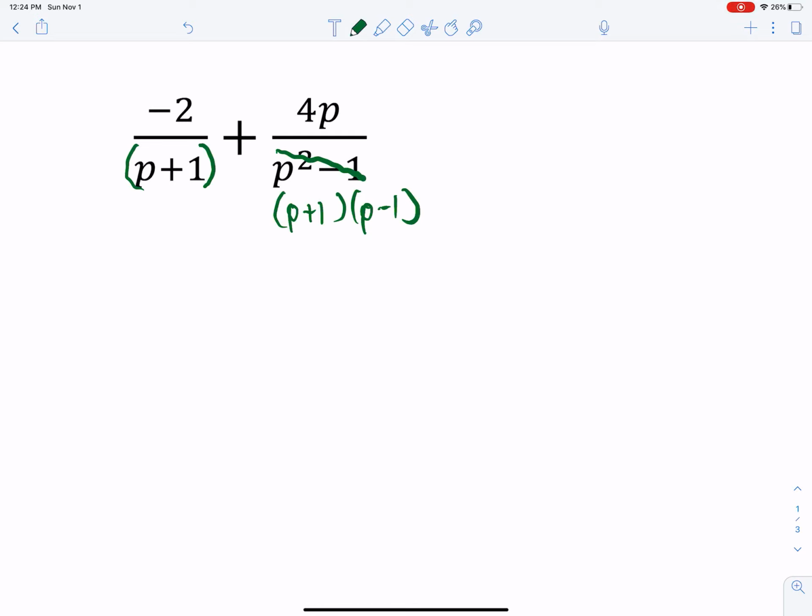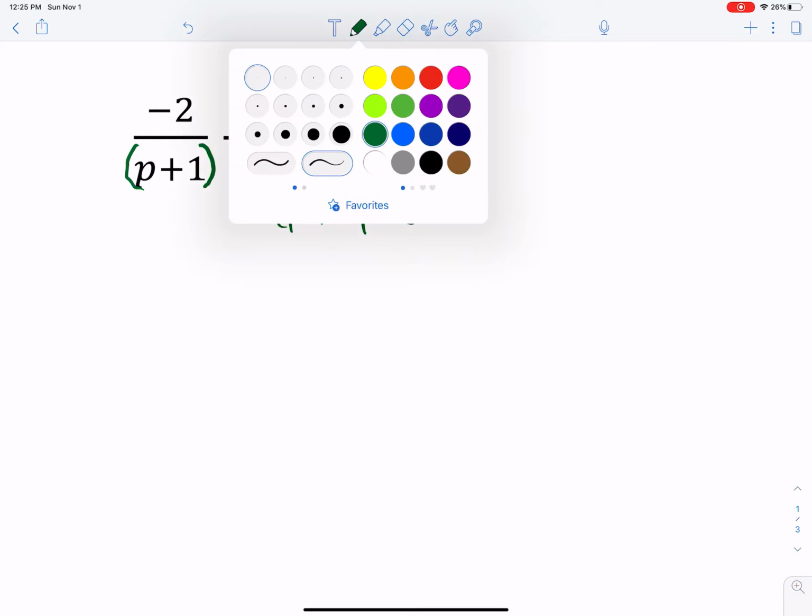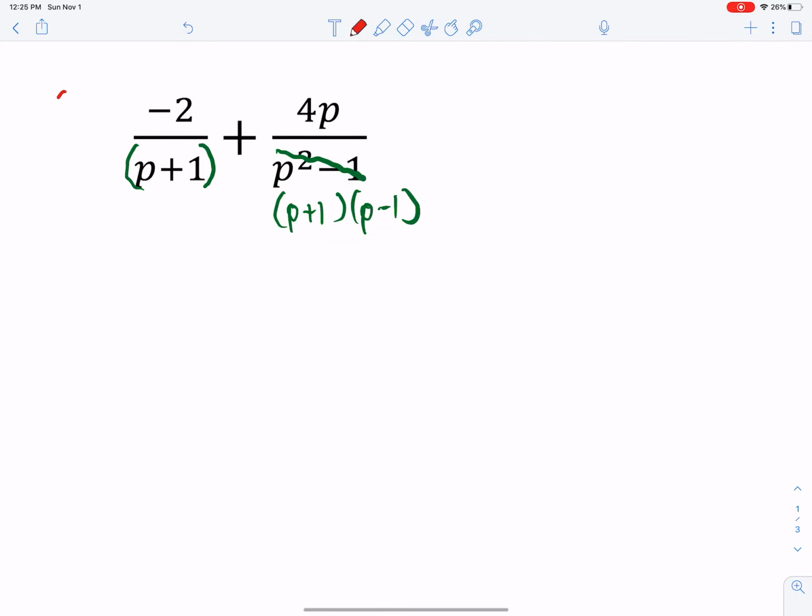Now, to get a common denominator, you want to think when you're looking at each fraction, is there anything on the bottom of the other one that's not on the bottom of this fraction? For example, when I'm looking at my first fraction here, it's missing the p minus 1 from the bottom of the other fraction. So to get my common denominator for this one, I have to multiply the top and the bottom part by p minus 1.